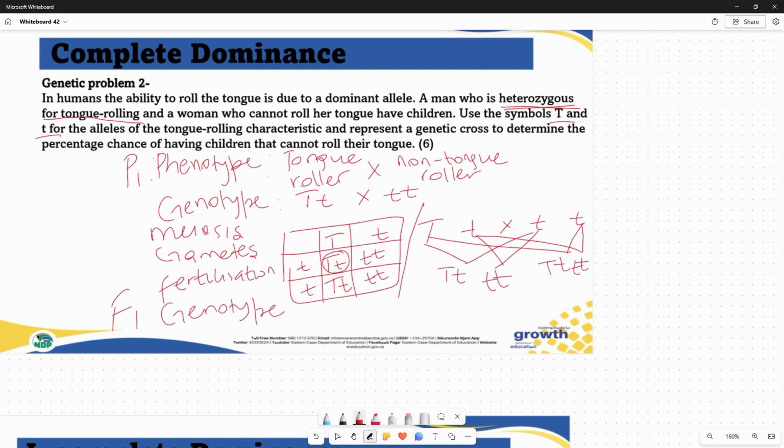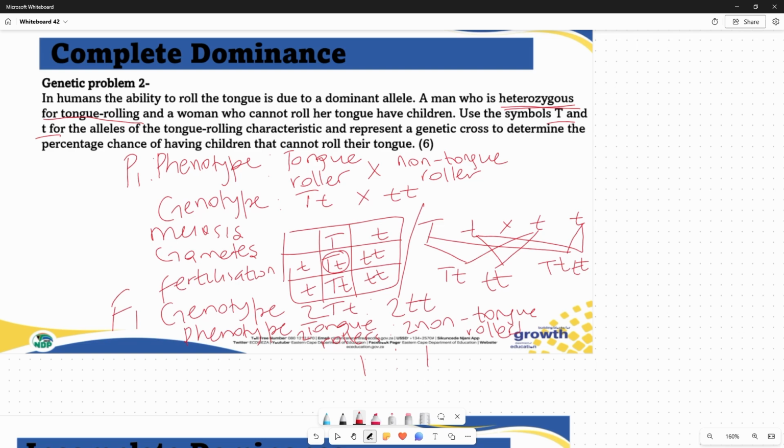And then now for our F1 genotype. Okay, so for our genotype, we can see that we've got 2 heterozygous and 2 homozygous. So what does this mean? So now, what is the phenotype? It means that now these 2 are tongue rollers because of the dominant alleles. And then these 2 are non-tongue rollers. So it means if we simplify it, it gives us a ratio of 1:1.